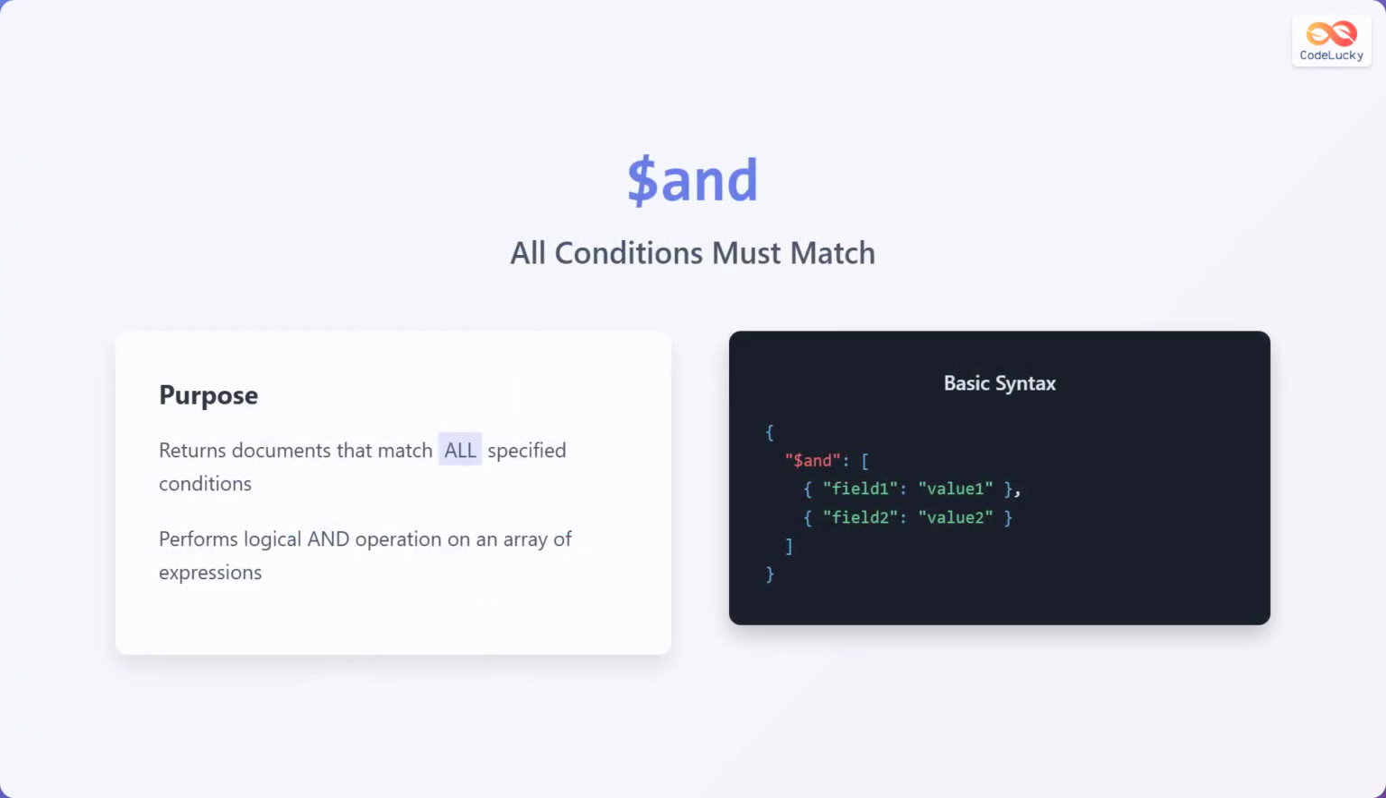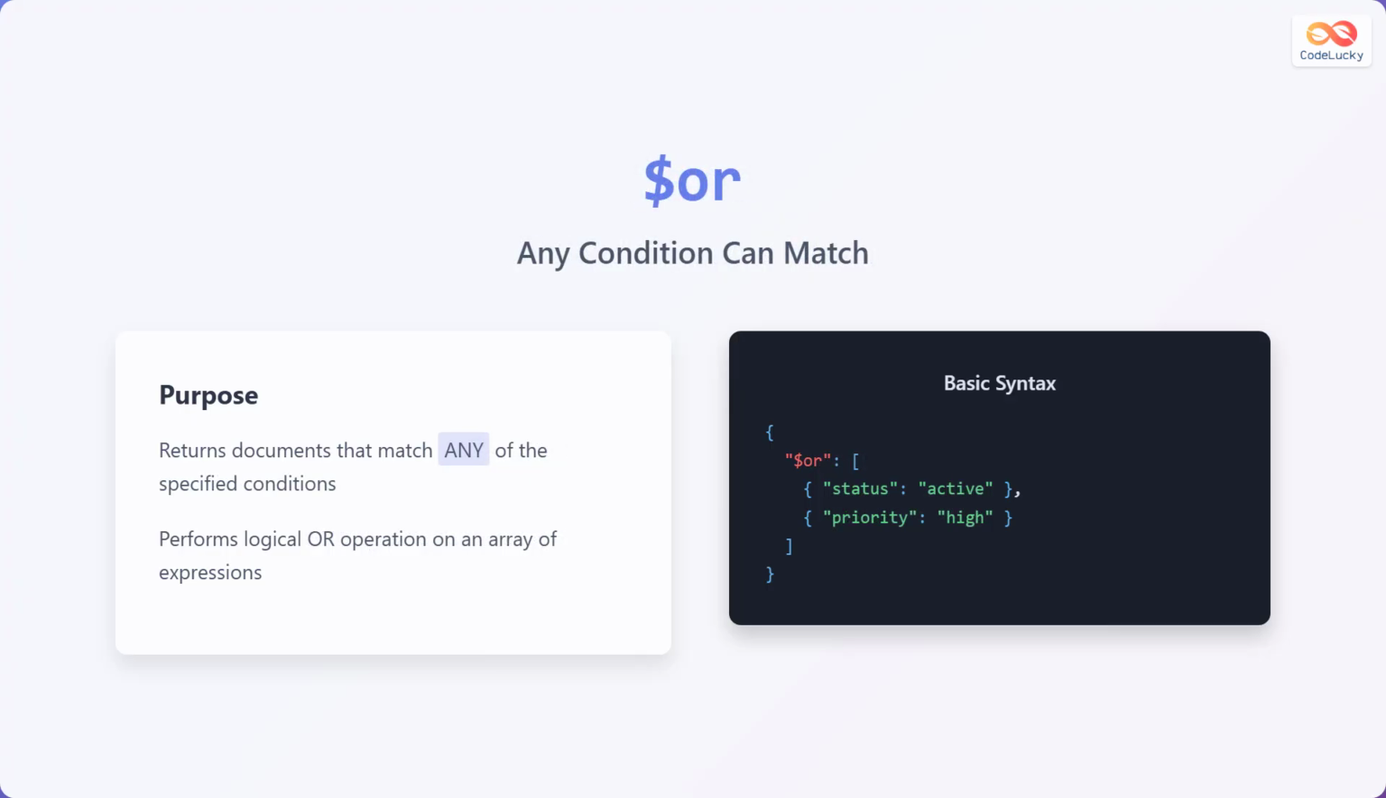The $and operator is used to find documents that match all of the specified conditions. It performs a logical AND operation on an array of expressions. The basic syntax involves using the keyword $and followed by an array of conditions. Each condition is specified as a key-value pair. For example, you can specify field1 to have value 1, and field2 to have value 2. The $and operator will return only those documents that satisfy both these conditions.